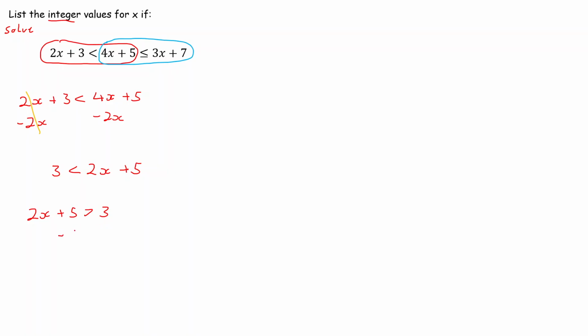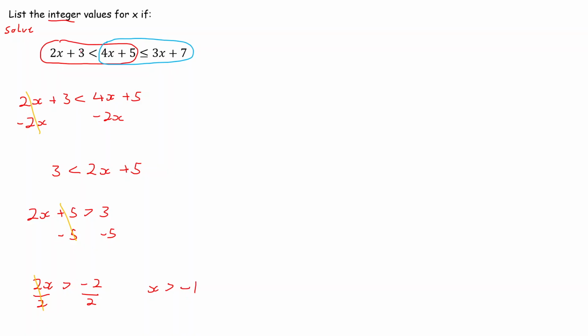And now this is something that we're really well versed in. We can take away 5 from both parts, because then these cancel and you're left with 2x being greater than 3 take 5, which is equal to minus 2. So to get x, we can divide both sides by 2, which is good, because then these cancel, and we are left with x being greater than minus 2 divided by 2, which is minus 1.